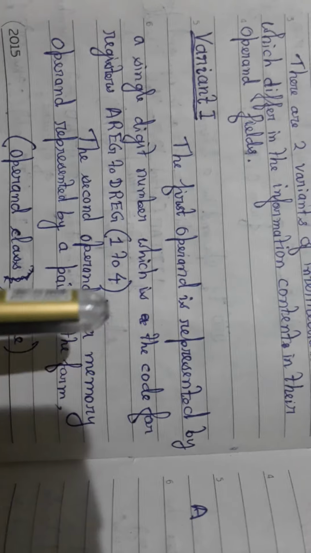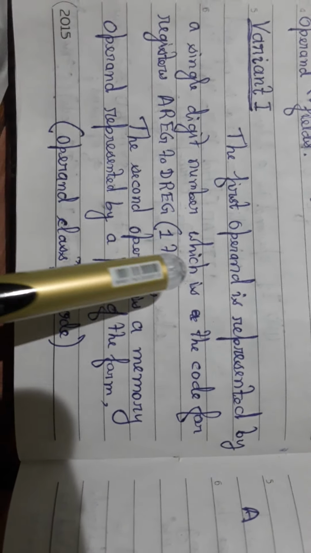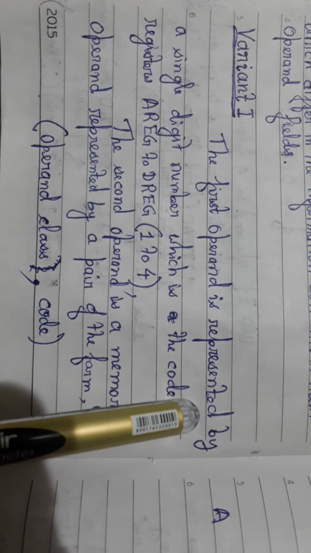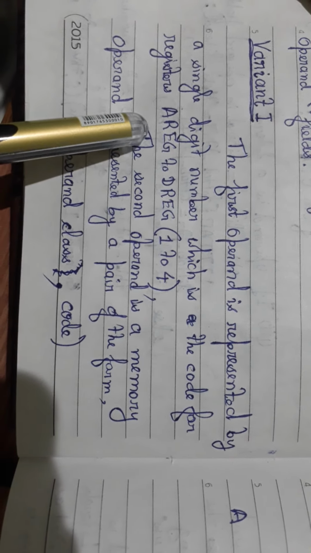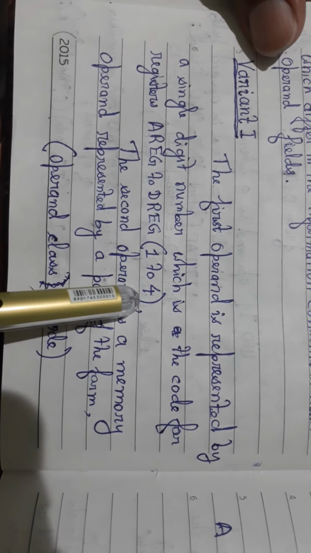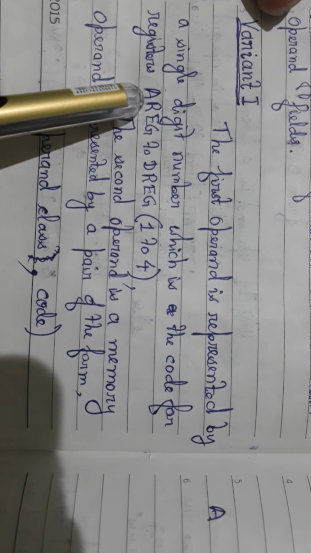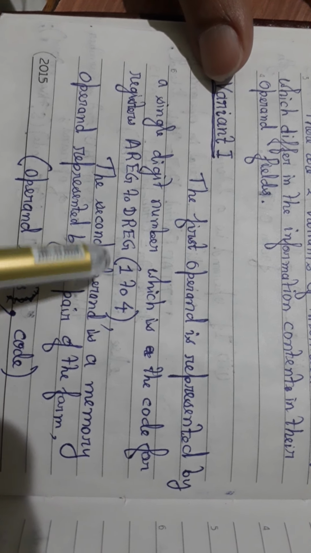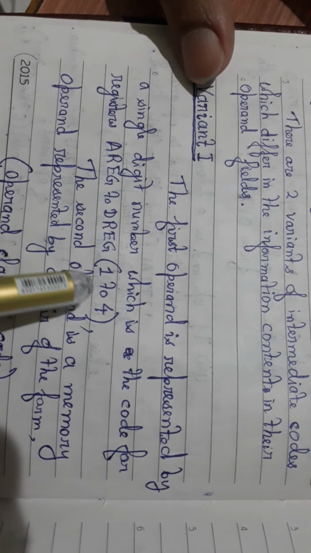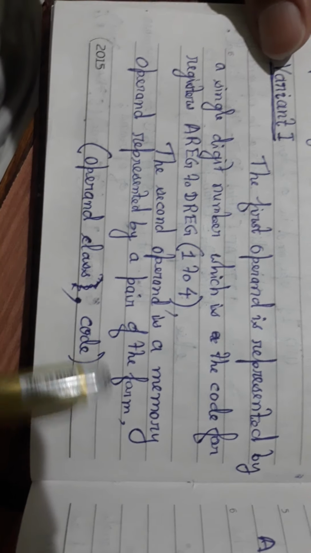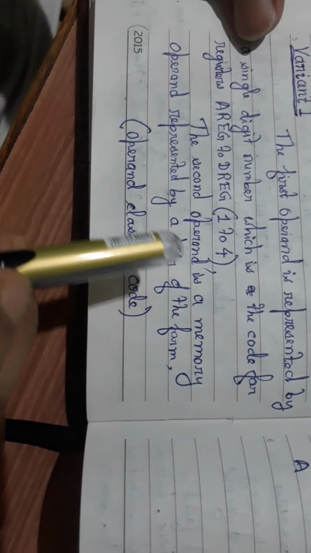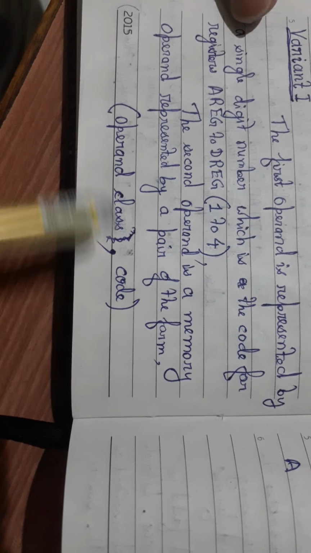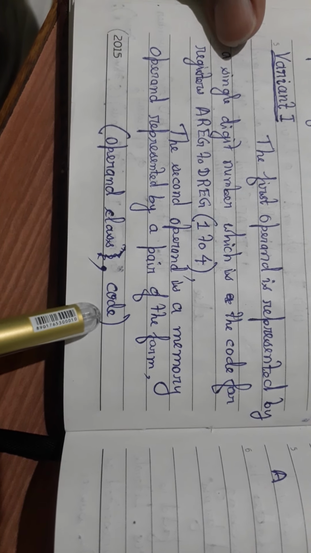In variant 1 of intermediate code, the first operand is represented by a single digit number, which is the code for the registers A to D, 1 to 4. For the A register, 1 is placed; for the B register it is 2, for the C register it is 3, and for the D register it is 4. The second operand is a memory operand represented by a pair of the form operand class and code.